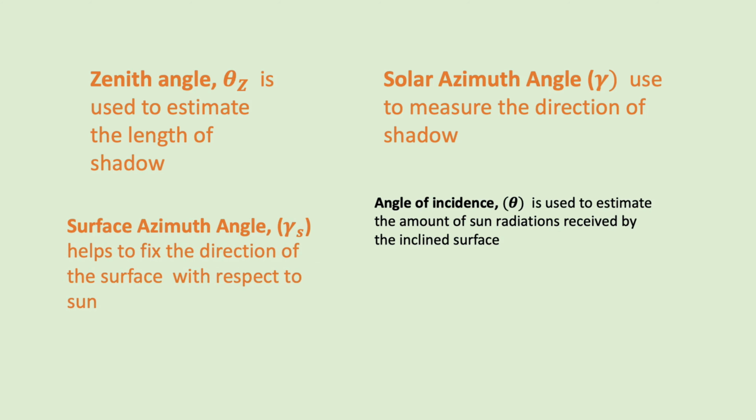Another angle is the surface azimuth angle. This angle helps to fix the direction of the surface with respect to the sun. Suppose we need to install the devices in the northern hemisphere. In the northern hemisphere the sun is always in the south direction, so the surfaces should face towards the south. If they are a little bit southeast or southwest, what will be the impact can be estimated with the help of the surface azimuth angle.